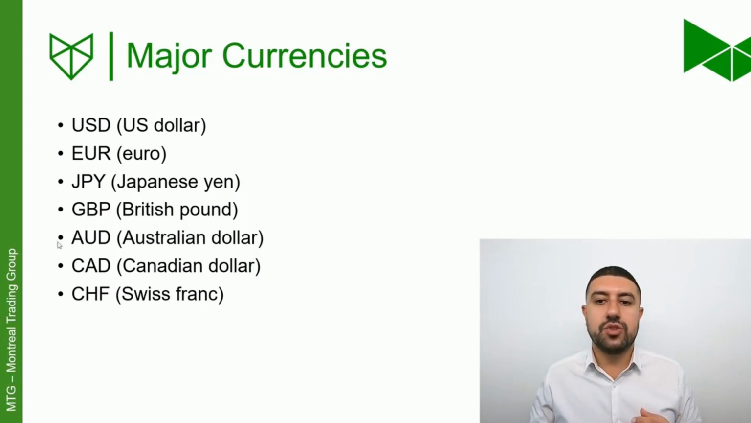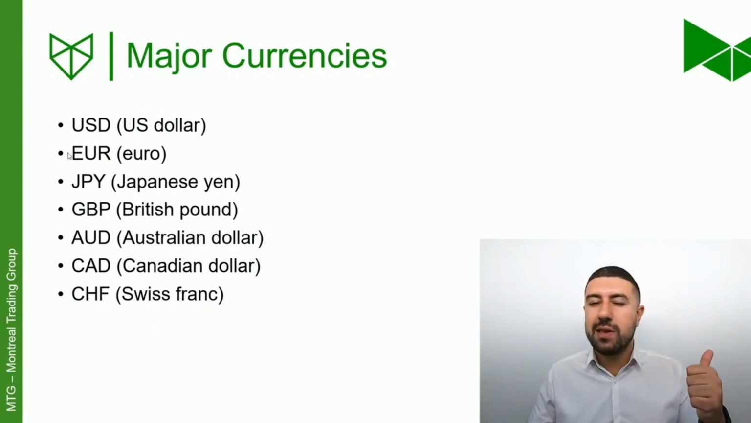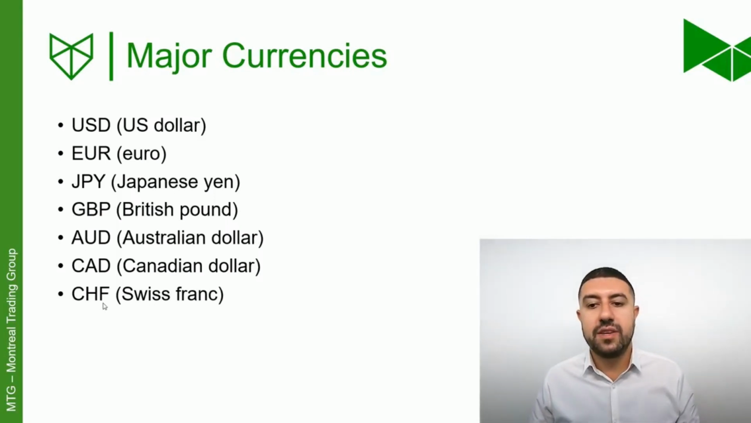And this is the list of the major currencies here. Now, I didn't put them in order. It is true that the US dollar is the most traded one. The euro is the second, but I didn't really put these in order. They might be, they might not be. But yeah, you have the Japanese yen, that's very much traded as well. The British pound, Australian dollar, Canadian dollar, and Swiss franc. So these are the major currencies.